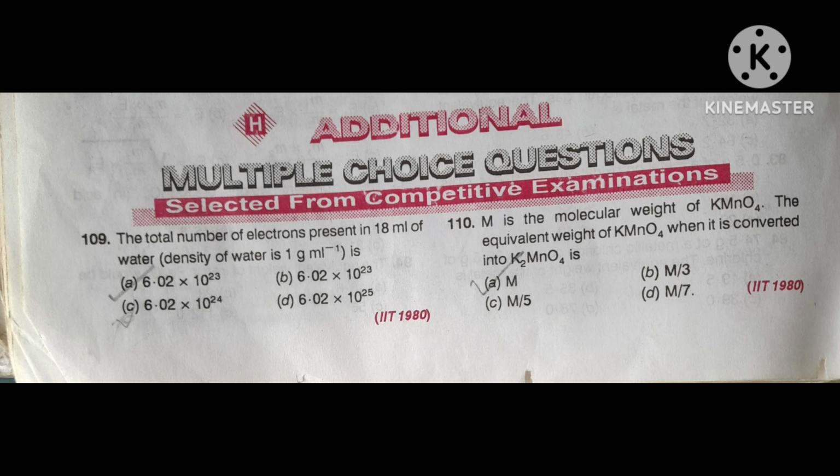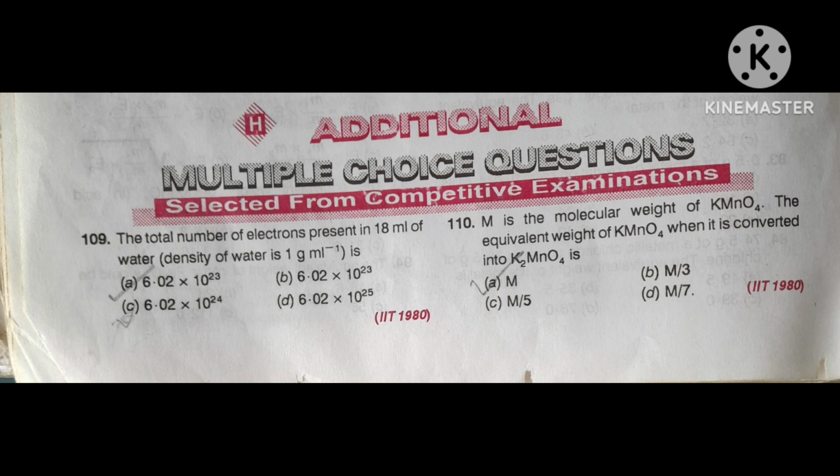Question number 109. The total number of electrons present in 18 ml of water is. Density of water is given, 1 gram per ml. Now 4 options are there. First option is 6.02 into 10 to the power 23.